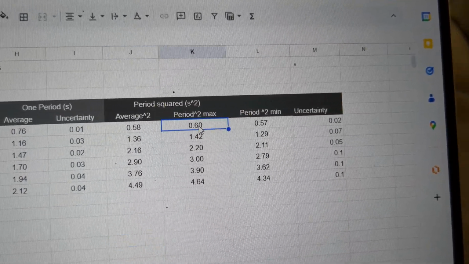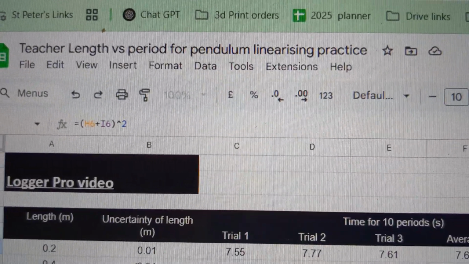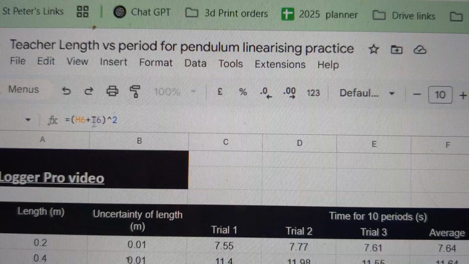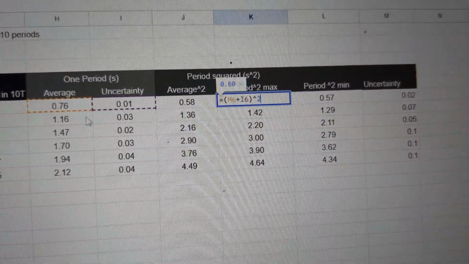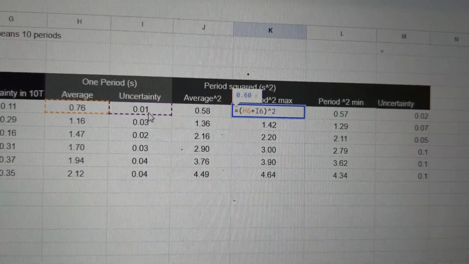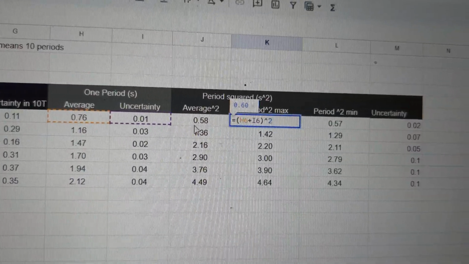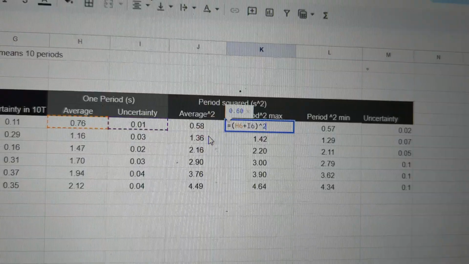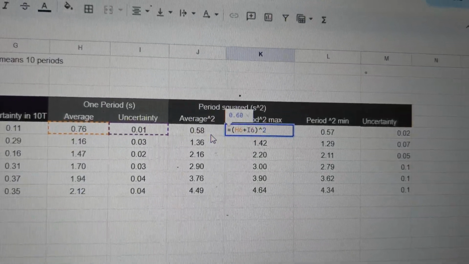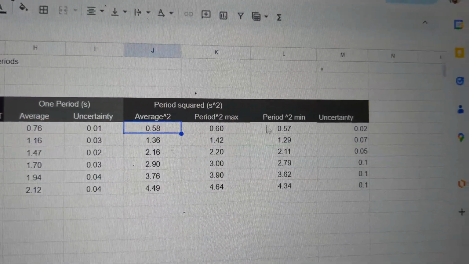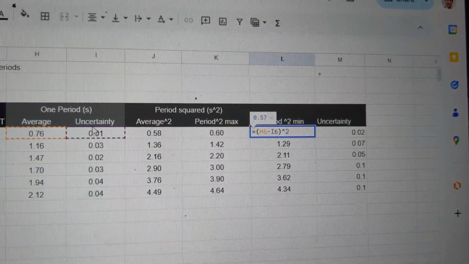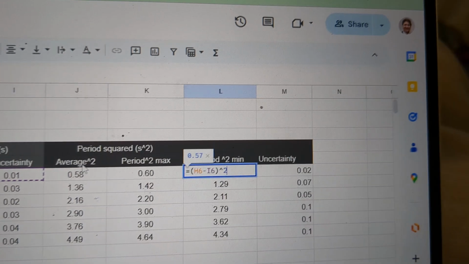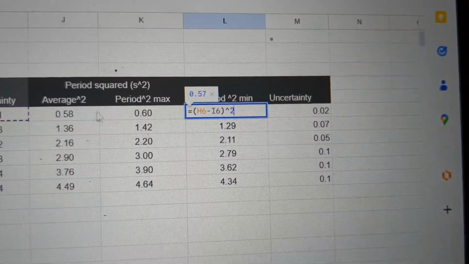Okay, so the way we do that, just clicking on here. So you can see this is the way we do it. It's our average plus the uncertainty, and then you square it. So looking over here, it's going to be the average plus the uncertainty squared. So that there is going to tell us what the maximum squared value for our y value would be. And this is just for putting our error bars in. The next one over here, this is going to be the minimum. So it's going to be the average minus the uncertainty. Here we go, average minus the uncertainty squared.